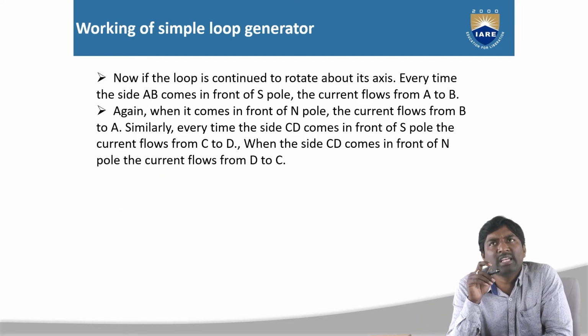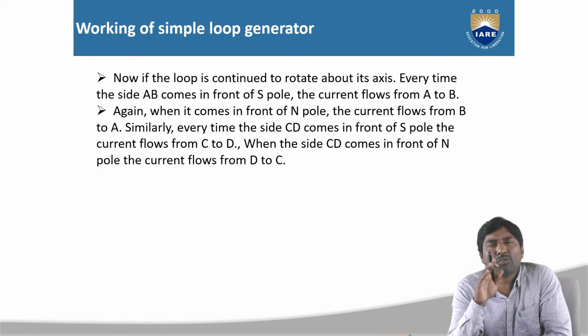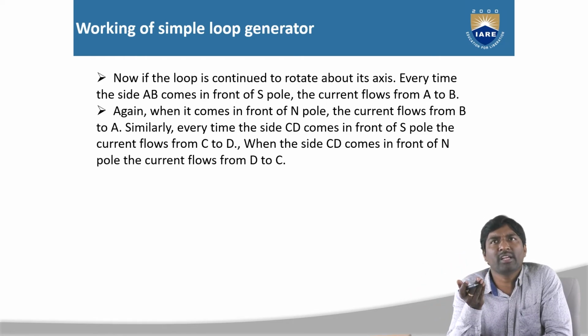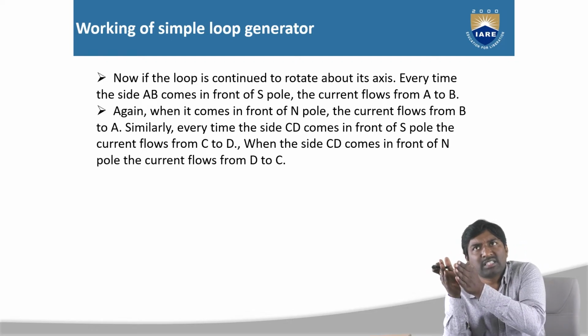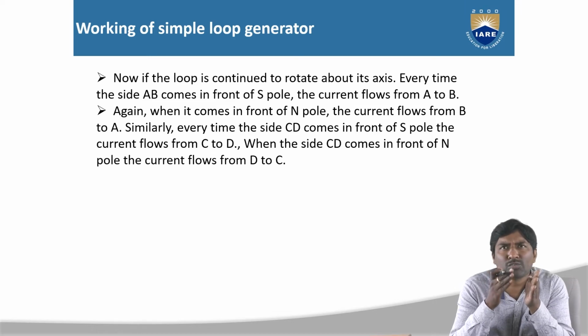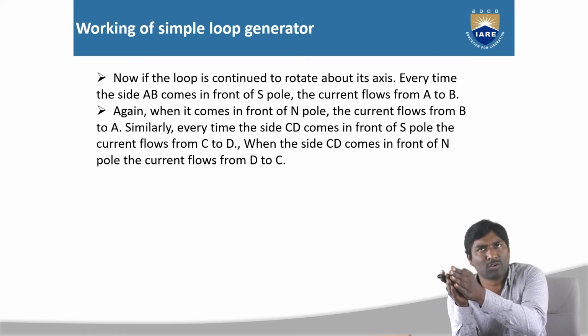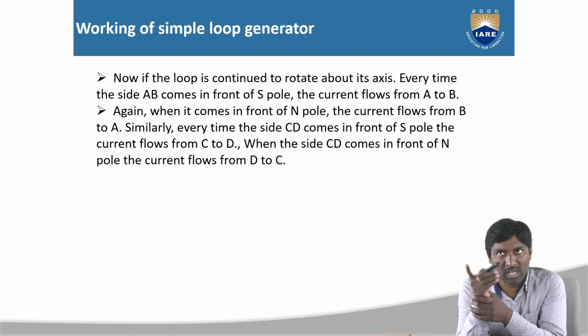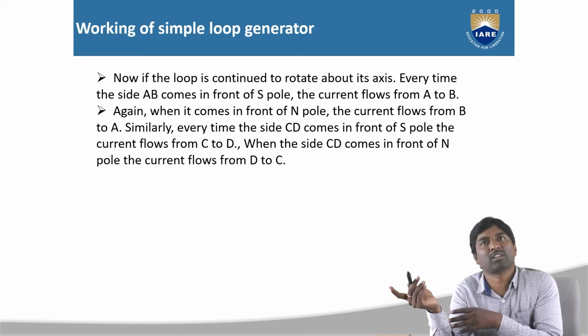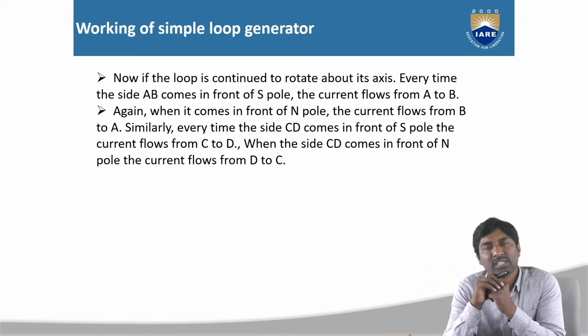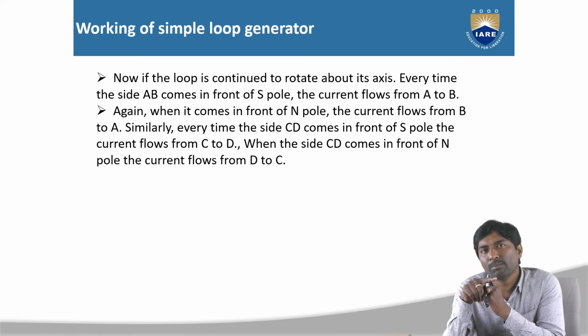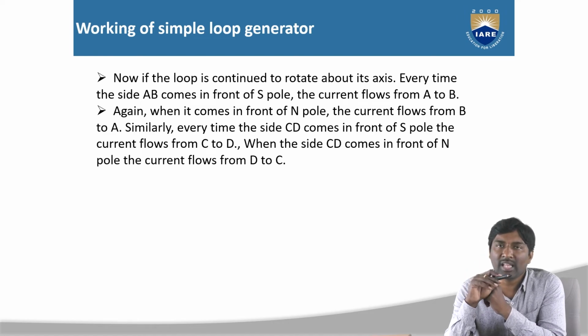Now if the loop continues to rotate about its axis, every time the side AB comes in front of the south pole, the current flows from A to B. When AB comes in front of the north pole, the current flows from B to A. Similarly, every time the side CD comes in front of the south pole, the current flows from C to D. When side CD comes in front of the north pole, the current flows from D to C. This is a single loop conductor rotating in the magnetic field.